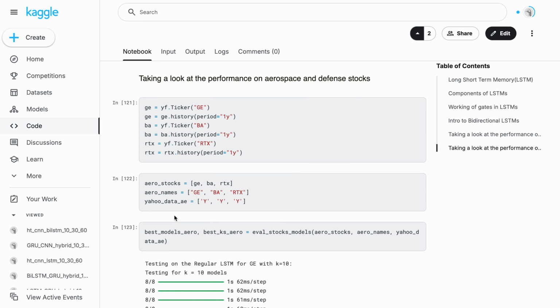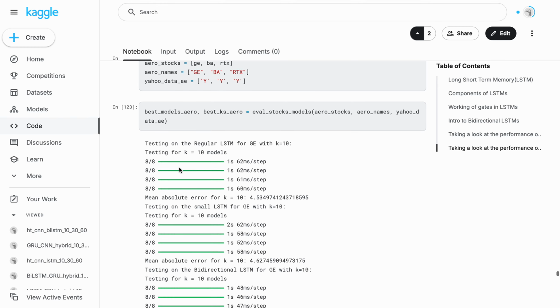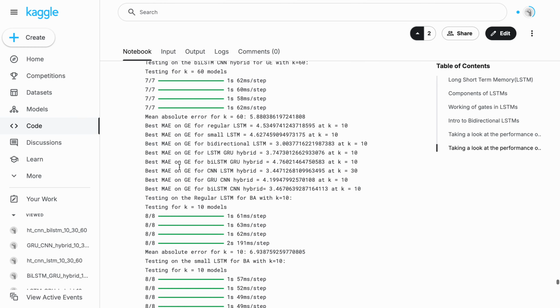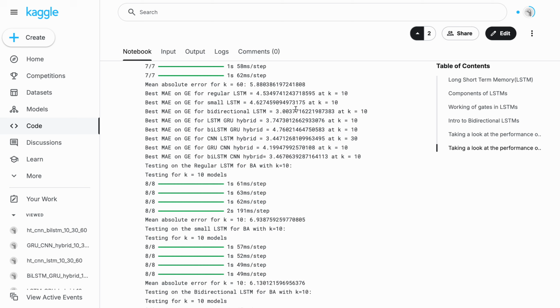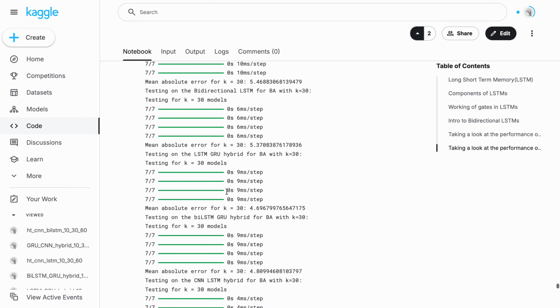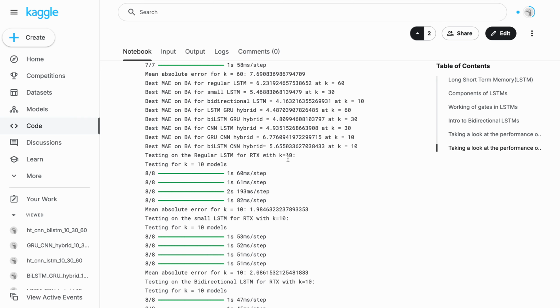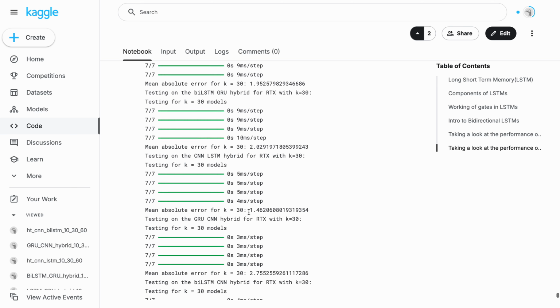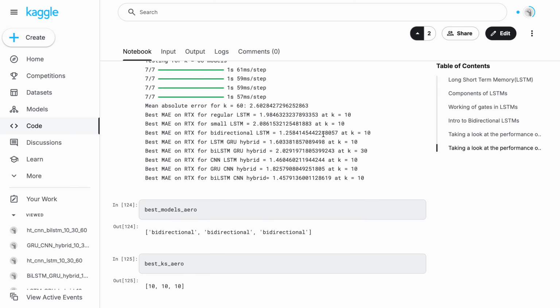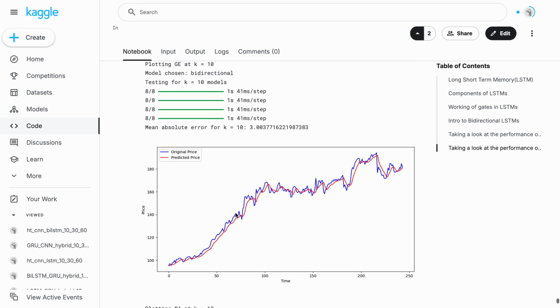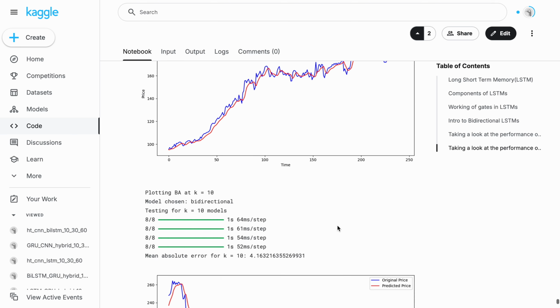Now for aerospace and defense stocks, I've got Boeing and RTX. Once again we find the errors, and we see that bidirectional again performs the best, closely followed by the CNN LSTM hybrid, then the by LSTM CNN hybrid. Similarly for Boeing, again bidirectional performs the best, followed by the LSTM GRU hybrid this time. And for RTX, again bidirectional performs the best, followed by the by LSTM CNN hybrid, and then the CNN LSTM hybrid. So I've plotted the predictions with errors of around 2% once again.